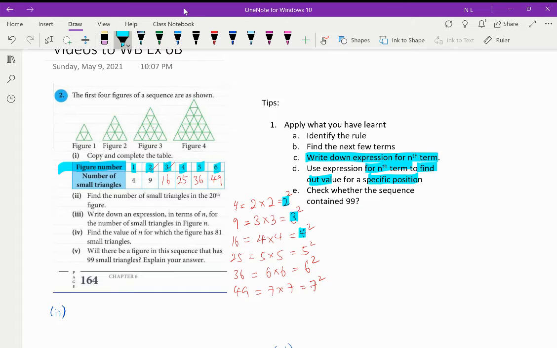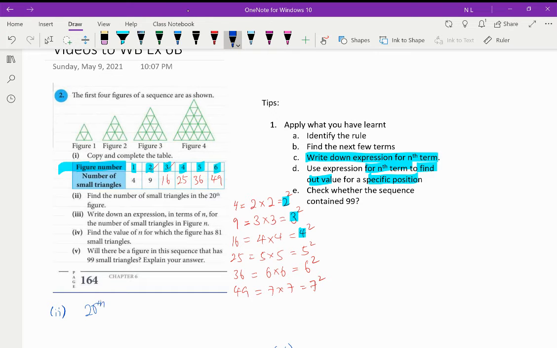Do you notice any pattern? So if you notice, whenever my figure number is 1, the number of small triangles will be 1 plus 1 square. So for this case, the number of small triangles in the 20th term will be 20 plus 1 square.